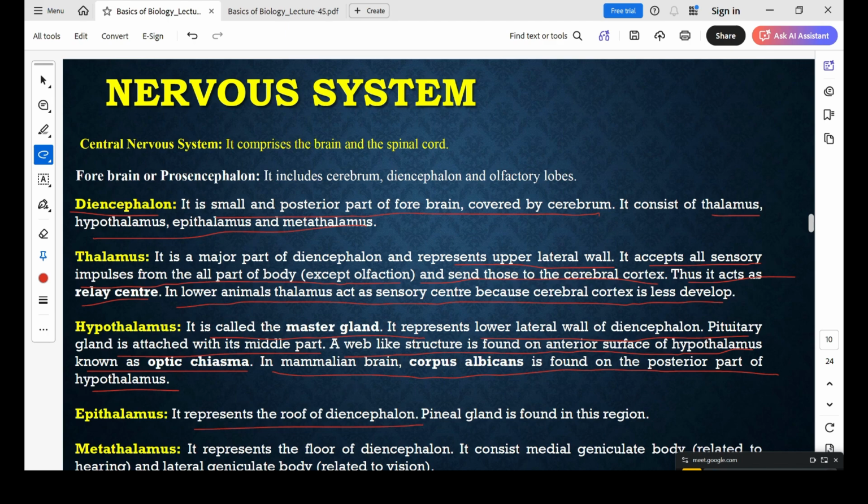Epithalamus, did that clear the question? Was that clear? Okay, cool.